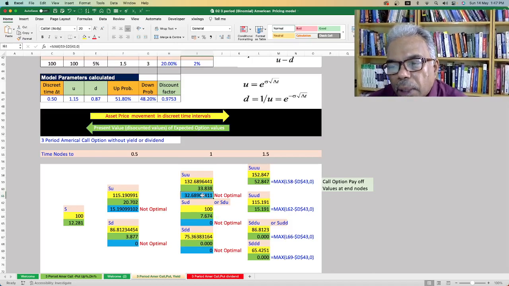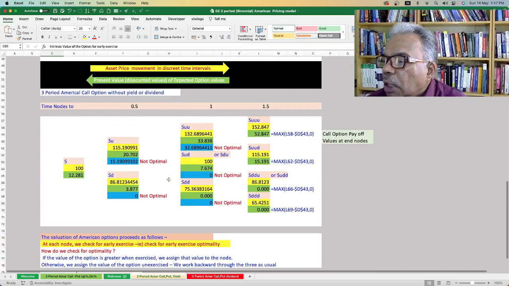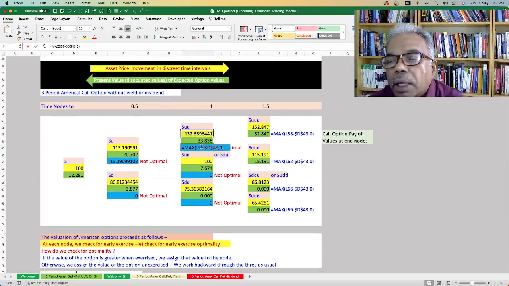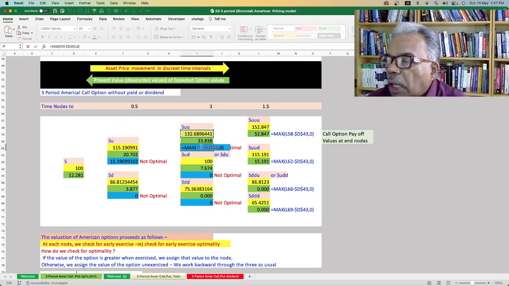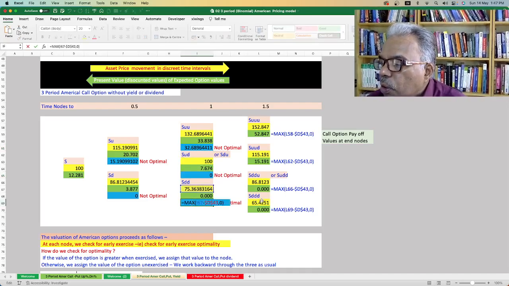Now, since this is an American option, we have to look into optimality. So how do you calculate? The blue is nothing but the intrinsic value of early exercise. Since it is a call option, it is the max of the node value minus the strike price, and 0. Here you can see it's 32.68. Similarly, here it is 0, and here it is 0.